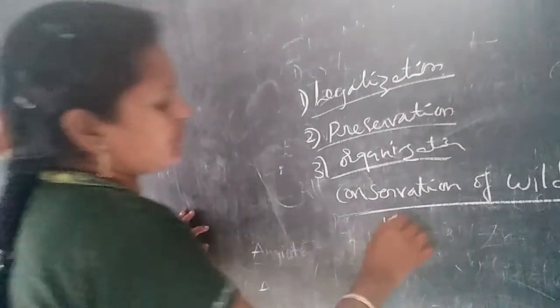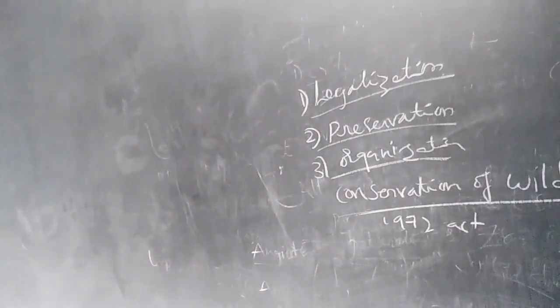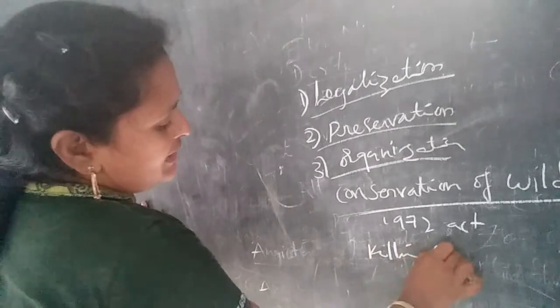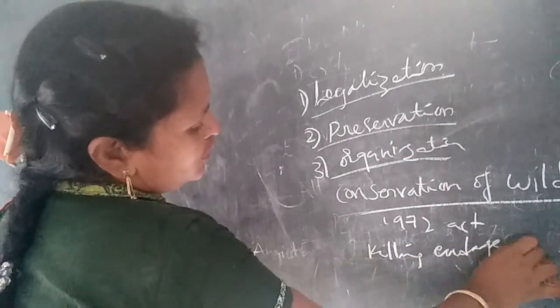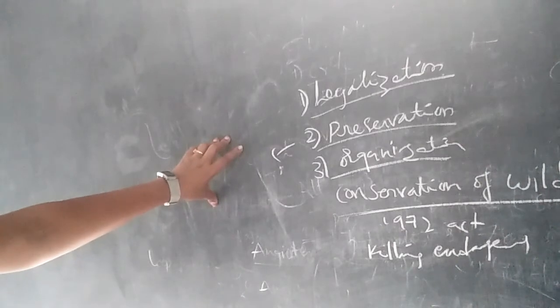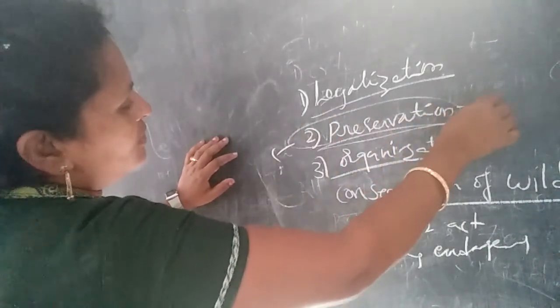First, the 1972 Wildlife Act. The killing of endangered wild animals is strictly prohibited under the Wildlife Act of 1972. And next, preservation: national parks, sanctuaries, biosphere reserves, and sacred groves are the main protective places.